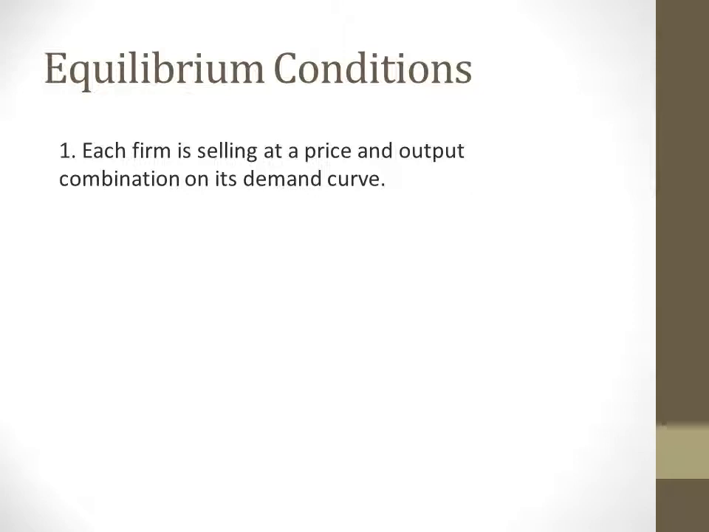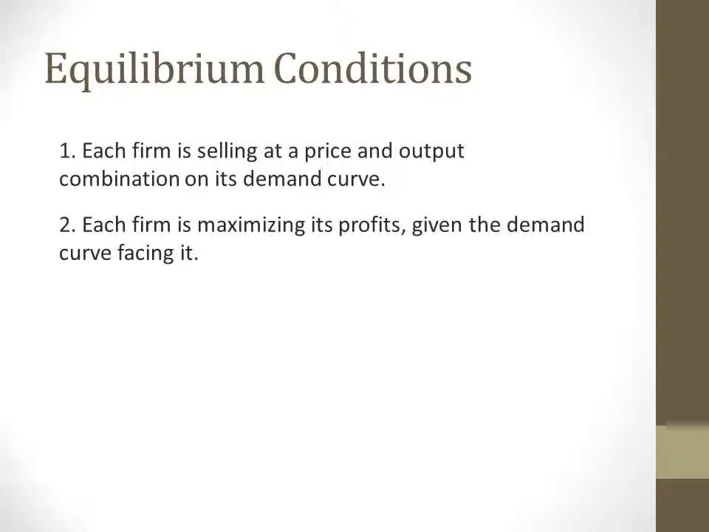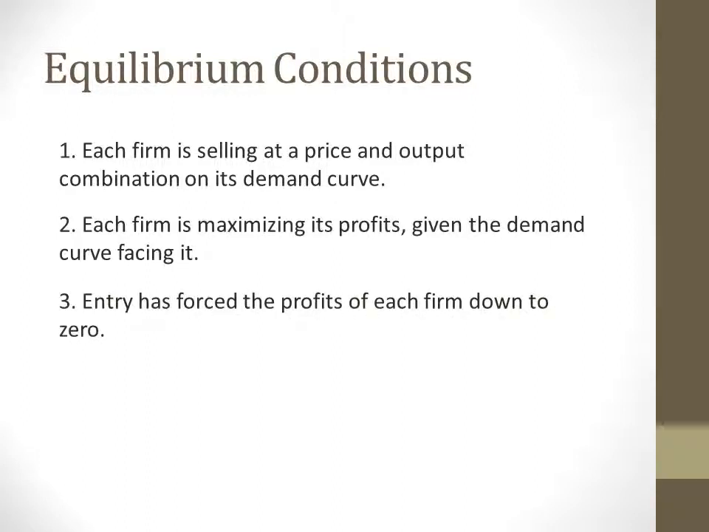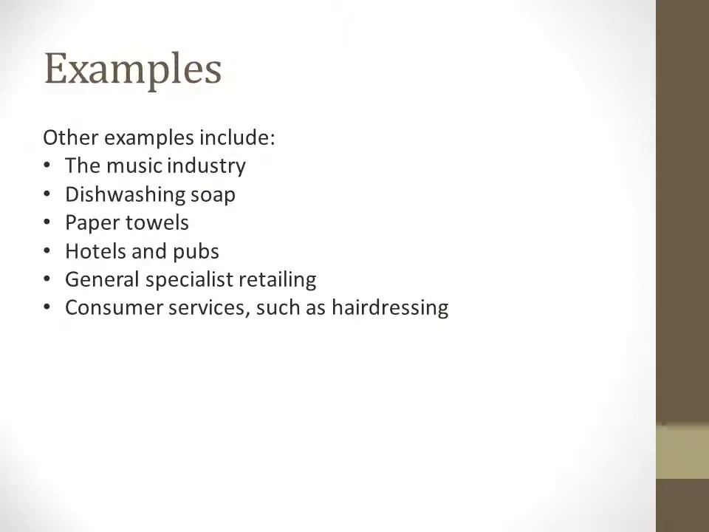1. Each firm is selling at a price and output combination on its demand curve. 2. Each firm is maximizing its profits given the demand curve facing it. And 3. Entry has forced the profits of each firm down to zero. These facts imply that the demand curve is tangent to the average cost curve, as we saw in the previous slide. It should also be noted that although profits are zero, the situation is still Pareto inefficient because if the price is greater than the marginal cost, there could be expanding output.